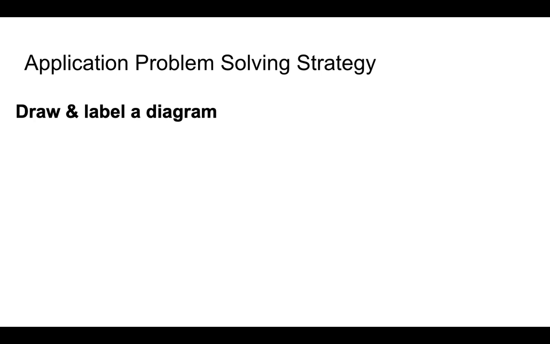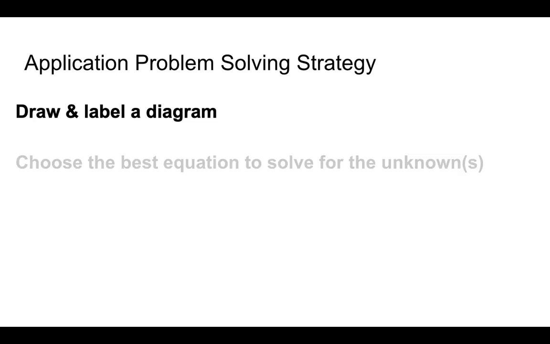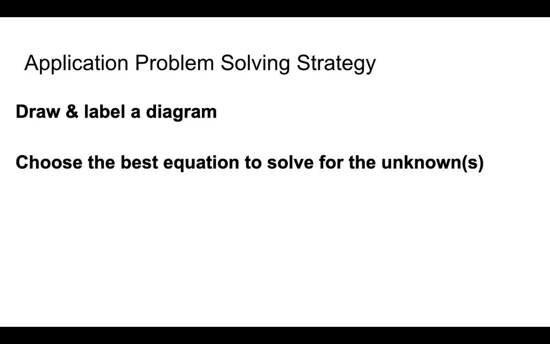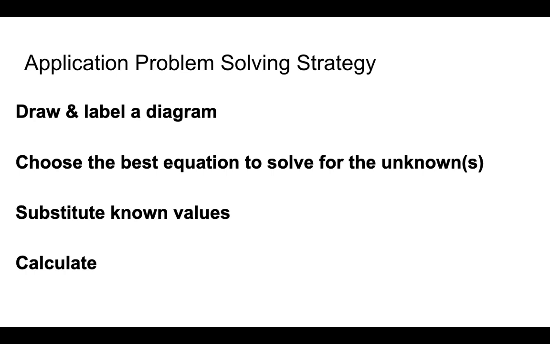I'm going to do a couple examples in this slideshow so that you can see how I draw some diagrams. Once you have the diagram, you're going to label it with everything that you know, all the numbers. And then, knowing what you know, you're going to be able to choose the best equation to solve for the unknown or unknowns, depending on what you're looking for. Then, once you have your equation, you're going to substitute the known values into the equation, and then you're going to calculate for the unknown value.